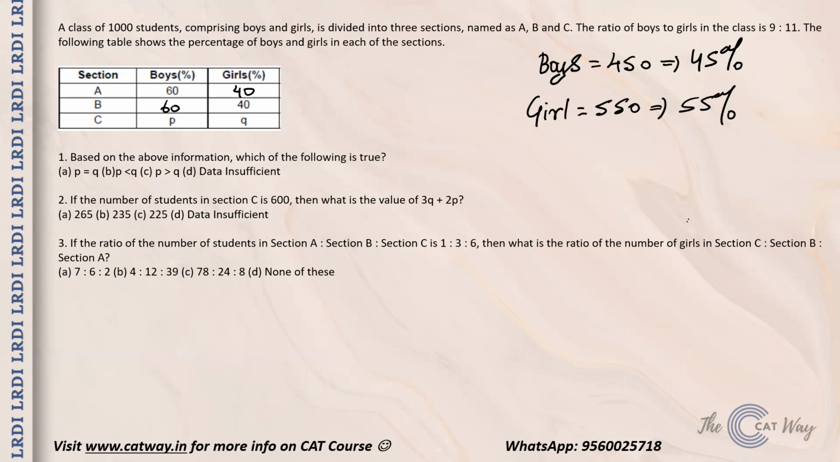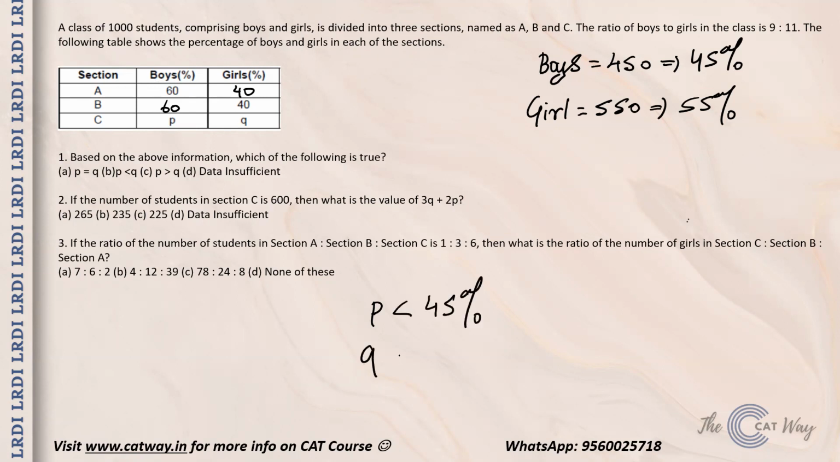Now guys, total boys are 45%, and out of that, 60% boys are available in section A and B, right? That means in section C, definitely they have to be less than 45%, otherwise the total percentage of boys would cross 45%. So that means the value of P is definitely less than 45%.